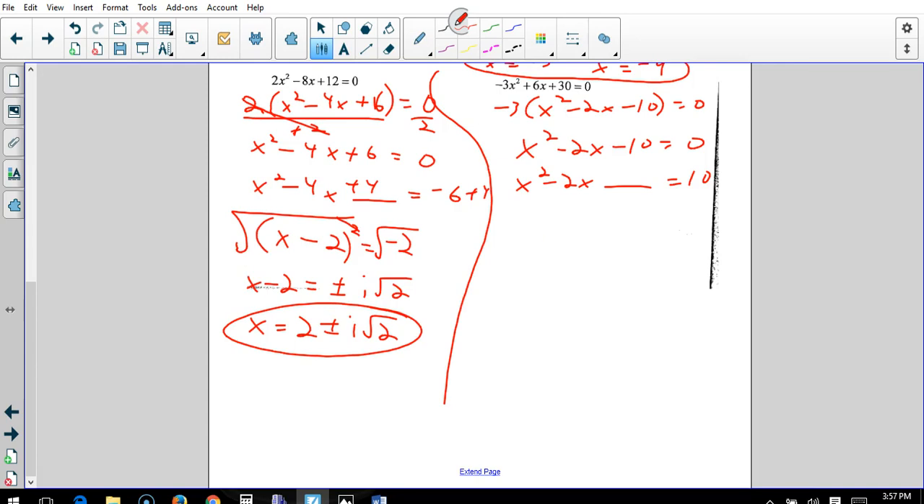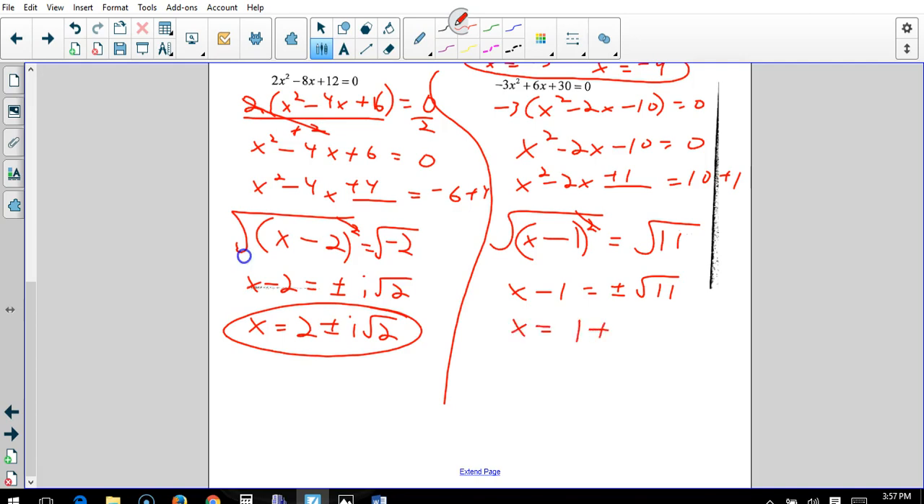Leave the space. I'm going to write my negative 1 here. Add 1 to both sides. That gives me 11. Square root. I get x minus 1 equals plus or minus square root of 11. I can't simplify that, and it's positive, so it's okay. Now I just add 1 to both sides, and that's my answer.